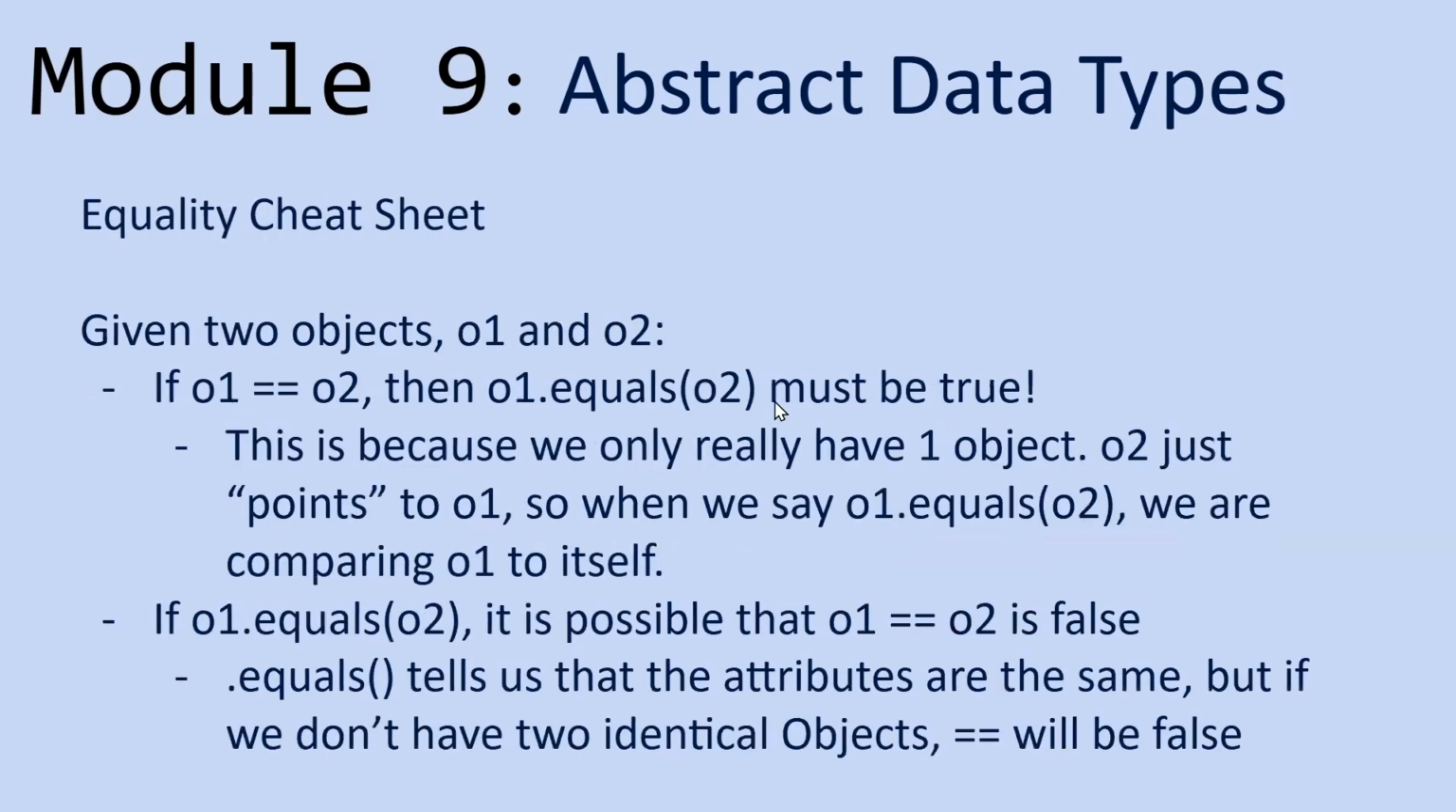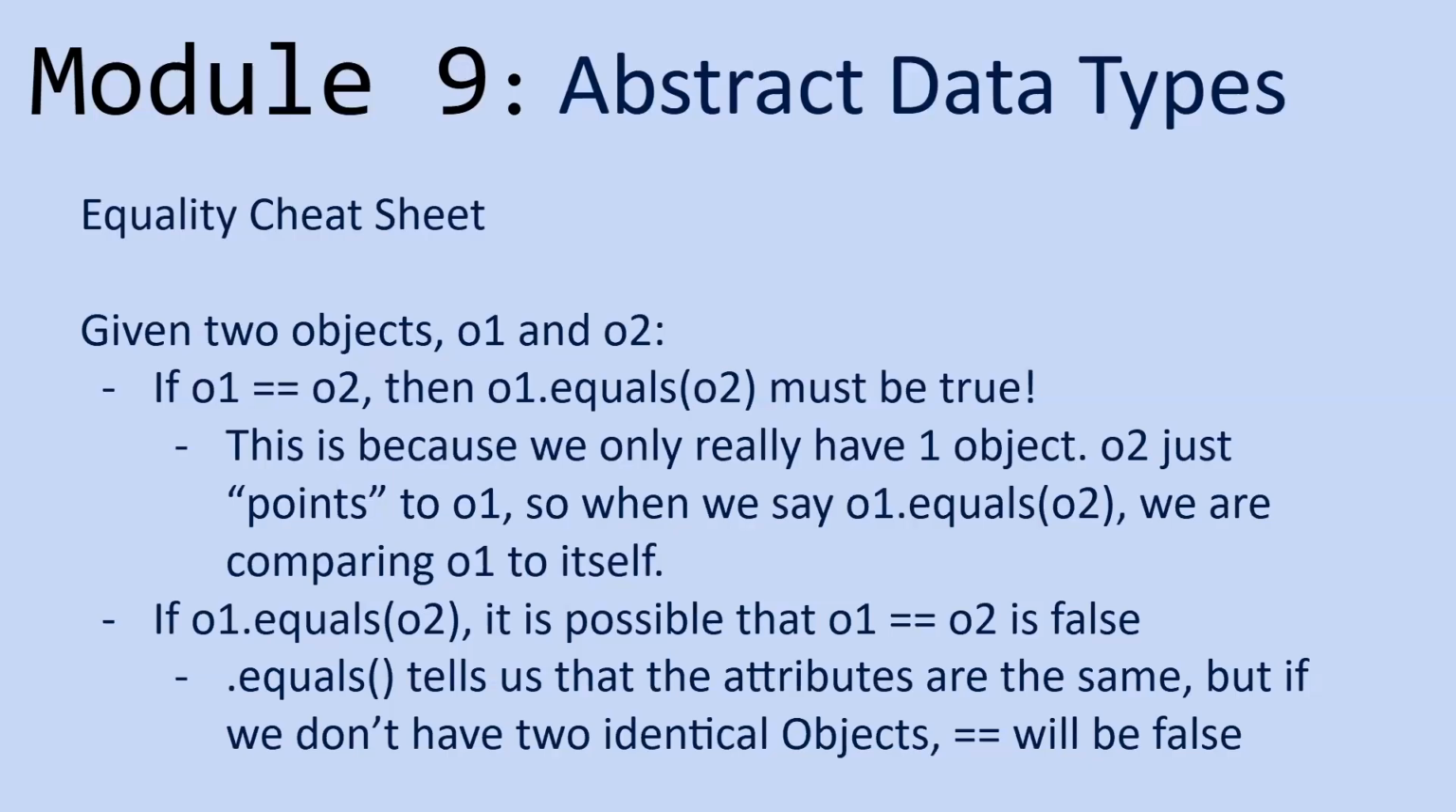So yeah, they're really both pointing to the same object. And so when we say O1 dot equals O2, we're comparing the same object to itself. And so it's definitely going to be true. But if we call O1 dot equals O2, it's possible that O1 double equals sign O2 is false.